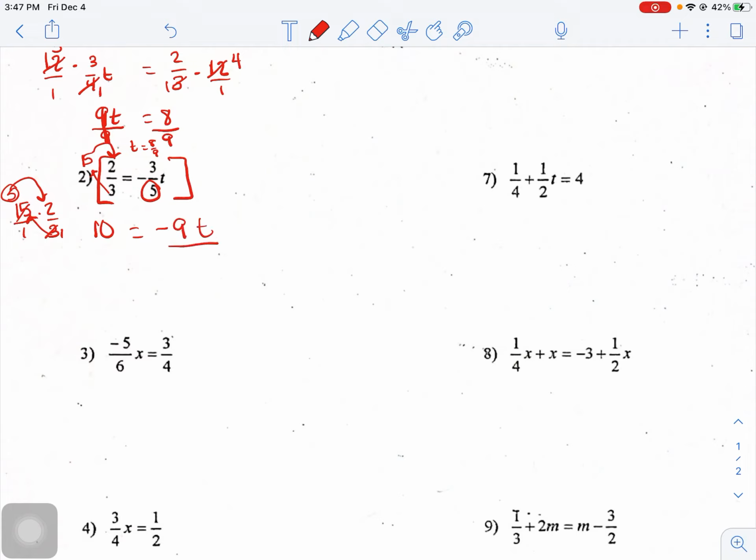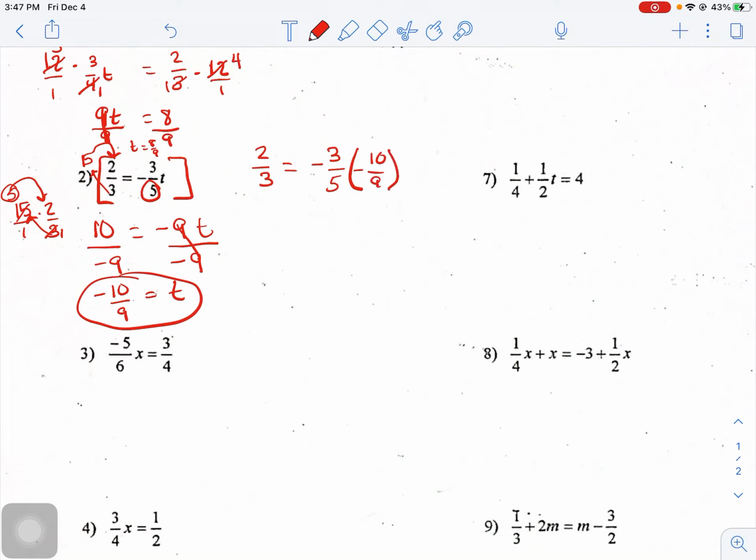Then I divide by -9, then t equals -10/9. And that would be my answer. Now remember, you should be checking these by plugging them back in to see if they actually work. So if I wanted to plug this back in, I know that the left side equals 2/3, the right side is -3/5, and my answer was -10/9, my solution.